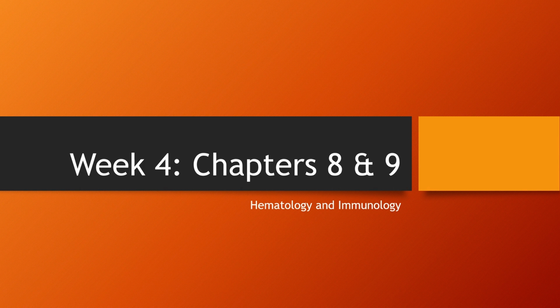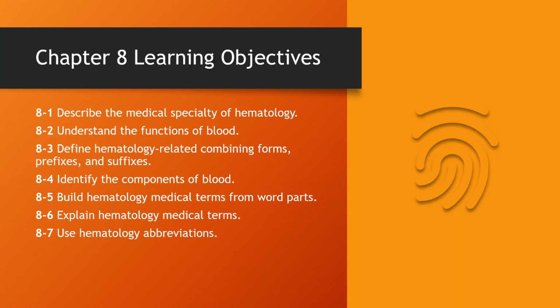This week, chapter 8 covers hematology and chapter 9 covers immunology. For chapter 8, you're going to want to be able to describe the medical specialty of hematology, understand the functions of blood, define hematology-related combining forms, prefixes, and suffixes, identify the components of blood, build hematology medical terms from word parts, explain hematology medical terms, and use hematology abbreviations.